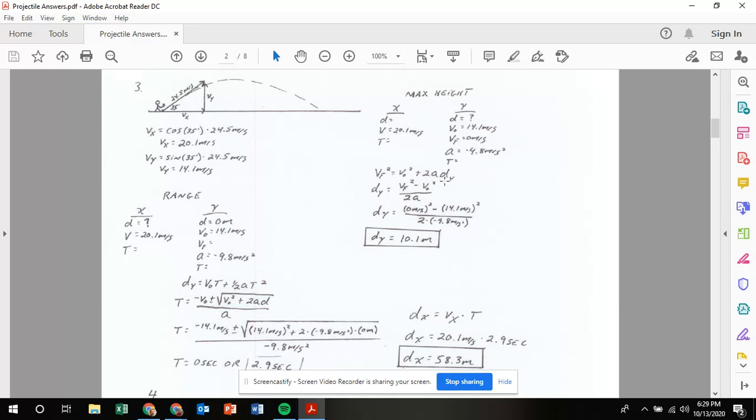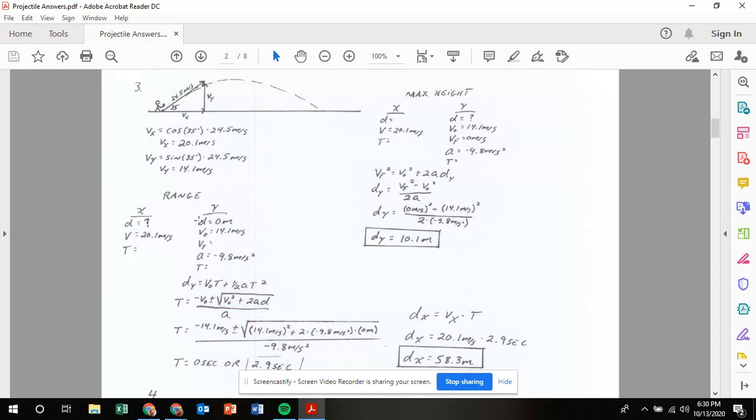I have 3 numbers, so I'm going to use that fourth equation, vf squared equals v naught squared plus 2ad. I would subtract v naught squared over to the left side and then divide by 2a to get d all by itself. I would plug in my numbers. Vf is 0, v naught is 14.1, acceleration is negative 9.8. And once I plug all those numbers into my calculator, I will find that the maximum height is 10.1 meters.